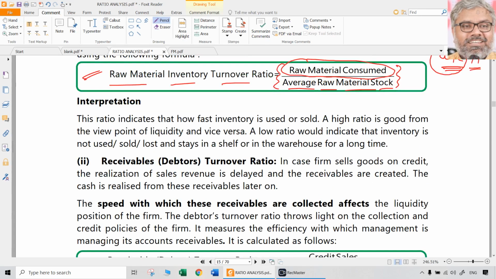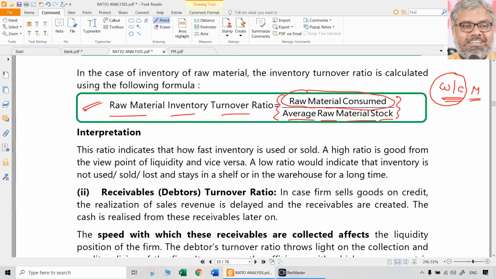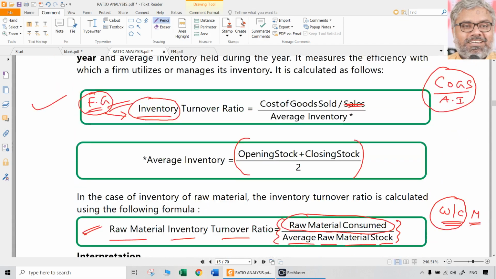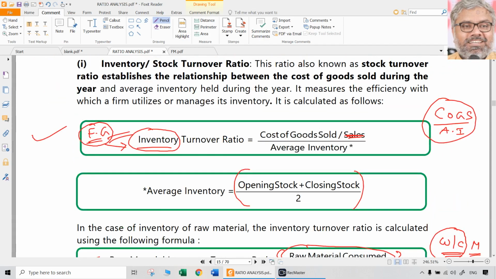For raw materials turnover ratio, it is altogether a different thing. It has nothing to do with sales. It is about raw materials consumed. So how much stock are you keeping? Naturally, you have to keep lower stocks. All these inventory turnover ratios, for that matter any turnover ratio except creditors turnover ratio, as I told, should be higher. Higher means what?